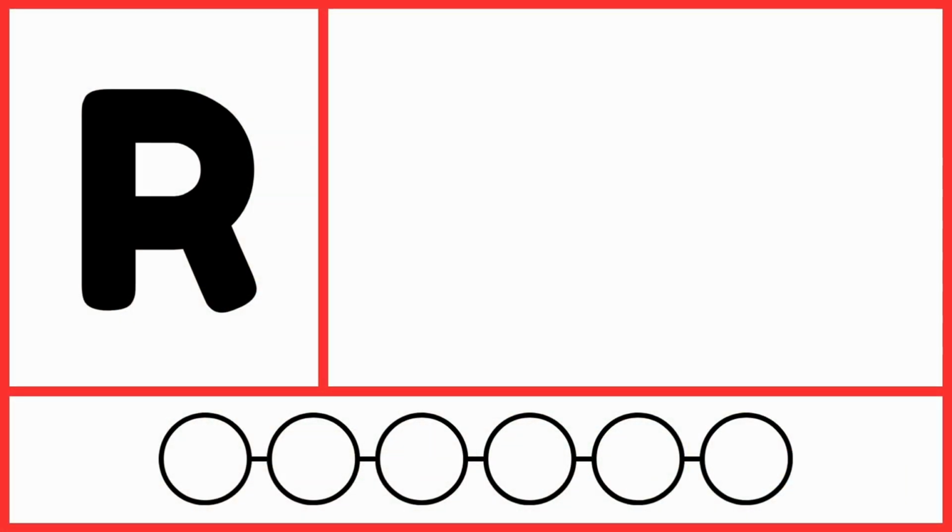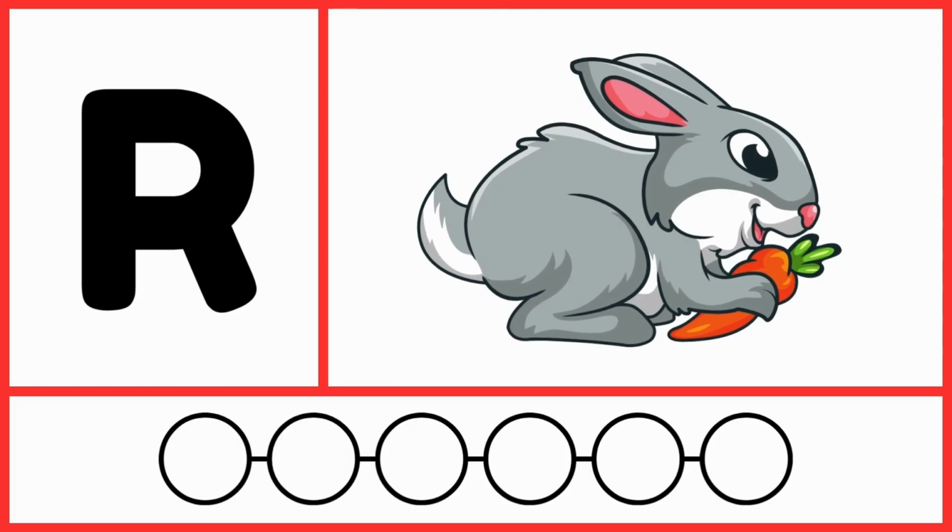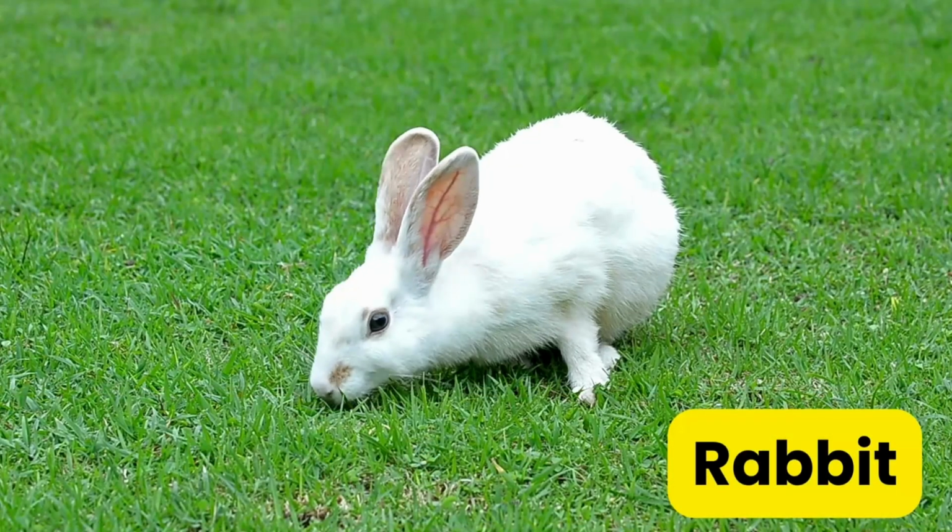R. R is for rabbit. Let's spell it. R, A, B, B, I, T. R is for rabbit. Rabbit.